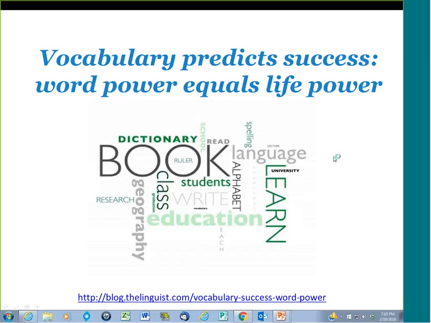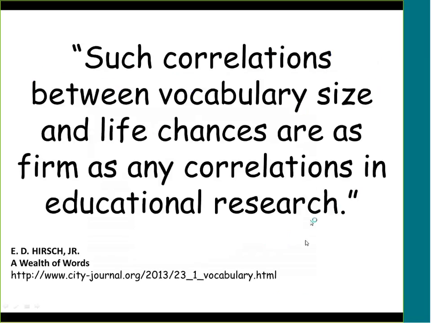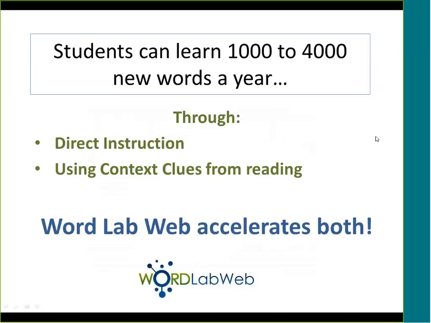But first I wanted to talk to you about vocabulary. Vocabulary really can predict life success. As a matter of fact, there is such a strong connection between vocabulary size and life chances that research has spoken of it repeatedly. Students can learn up to 4,000 words a year, and this is done through direct instruction of words and using context clues from your reading. What WordLab Web does is it accelerates both of these processes.